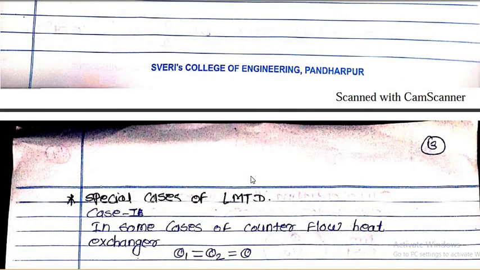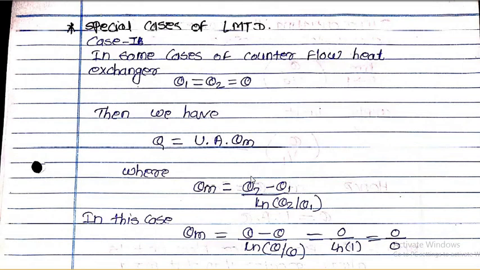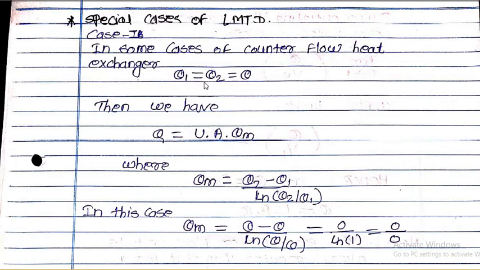Now we have to consider some special cases, which are also very important in case of LMTD. So in some cases of a counter flow heat exchanger, theta 1 is equal to theta 2 is equal to theta, that is, the temperature differences at the inlet and at the outlet are equal. At that time, what will happen, we are going to see. So if it is there, then our general equation for the total heat transfer for the heat exchanger is q is equal to U multiplied by A multiplied by theta m, an appropriate mean temperature difference theta m.